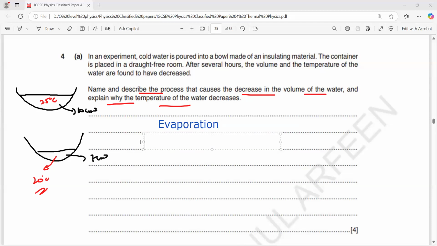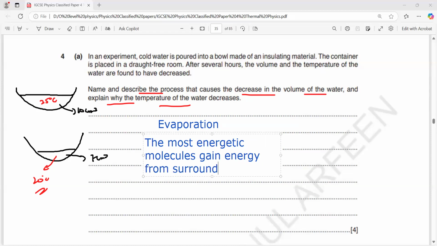Now, what will happen in evaporation? The most energetic molecules gain energy from the surrounding. This is important to mention. To break the forces of attraction, and break the bonds or forces of attraction.